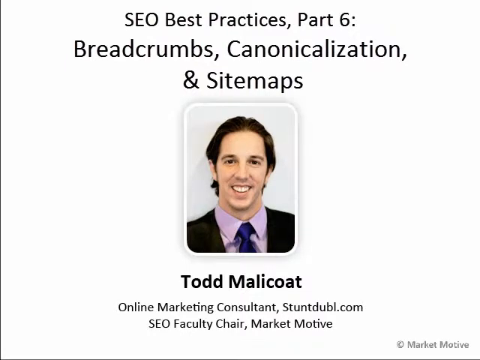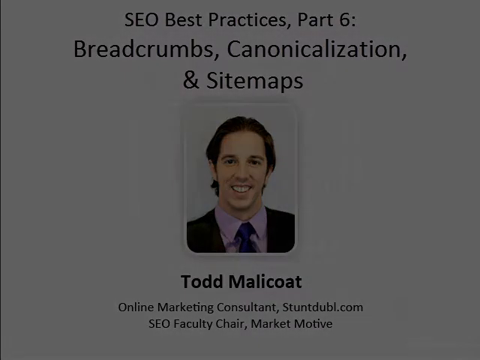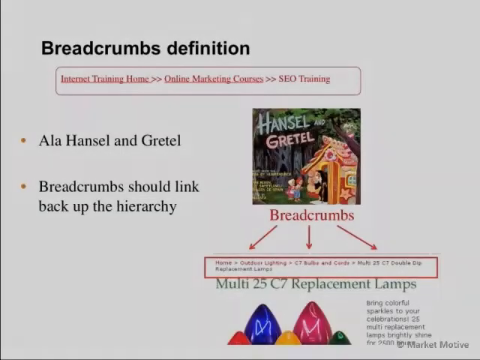In part 6 of our series on fundamentals and best practices for search engine optimization, we're going to continue looking at the domain dimension and take a look at some ideas for breadcrumbs, what they are, canonicalization, and sitemaps, as well as subdomains and subdirectories, and talk about some best practice around these things. So first up we have breadcrumbs.